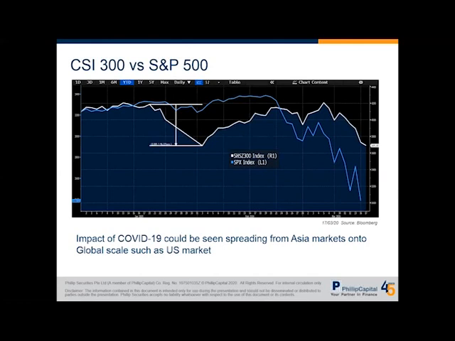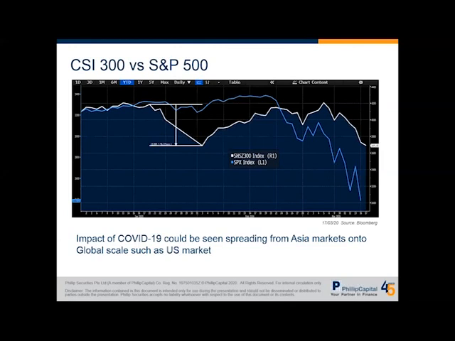As fear grows about the impact of the COVID-19 virus, the outbreak has become one of the biggest threats to the global economy and financial markets. The impact of COVID-19 could be seen spreading from Asian markets onto global scales such as US markets. We first saw China indexes falling more than 10% in January, while the impact on the US stock market was not seen until the end of February and March recently.